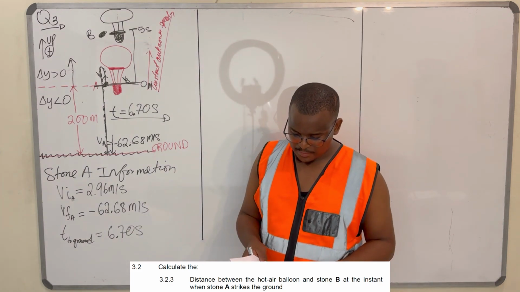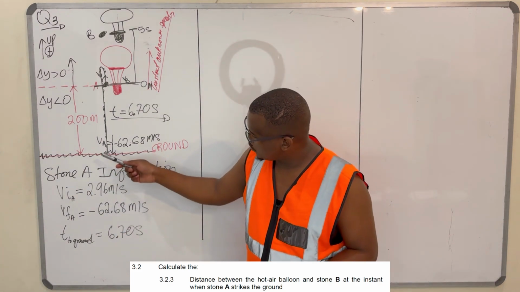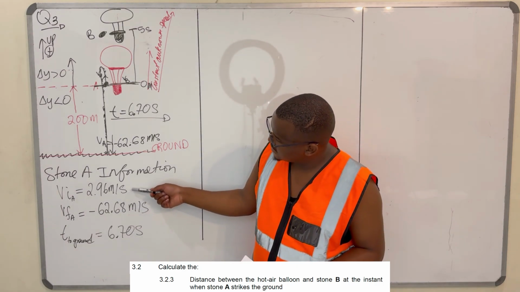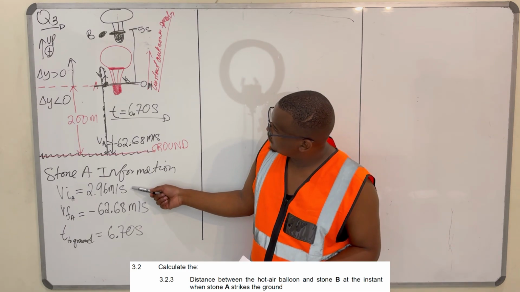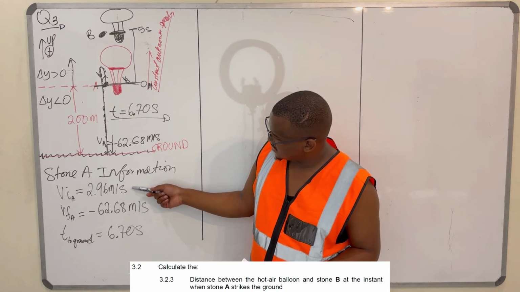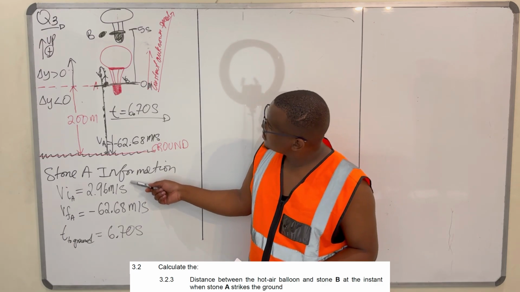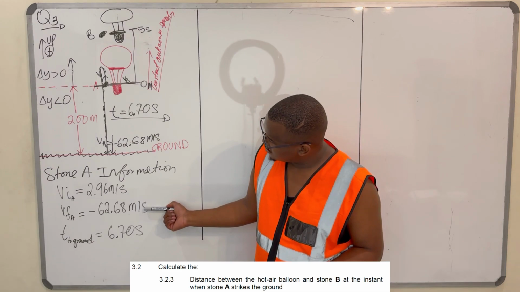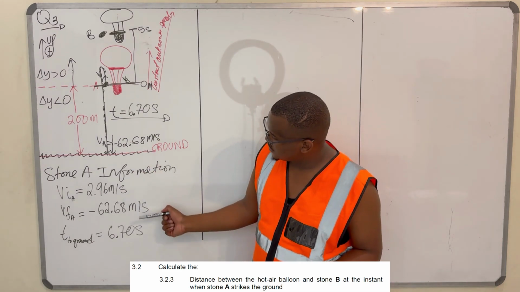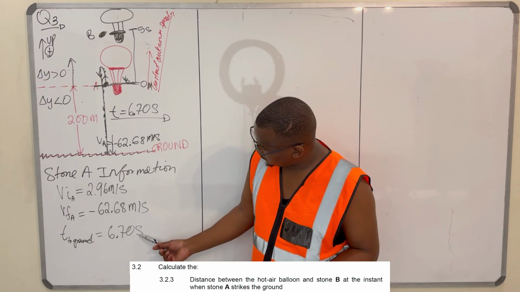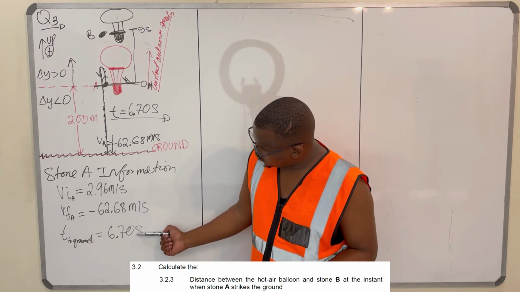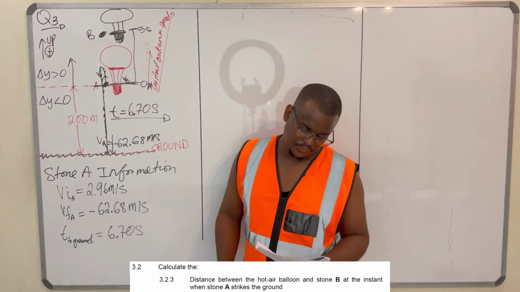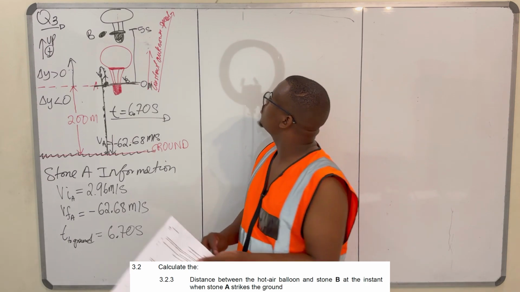Okay, so now I've cleaned the board. Here is the information for stone A that we've got so far. We calculated that the initial velocity of the stone is 2.96 meters per second upwards, right? And the final velocity at which the stone hits the ground was given to be 62.68. And we also found that stone A took 6.7 seconds to hit the ground. So we move now to 3.2.3.